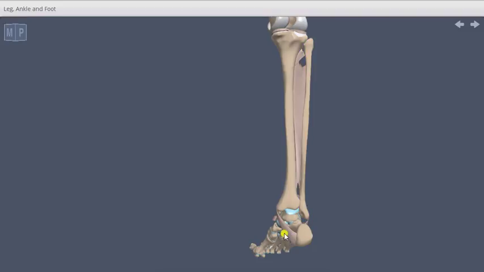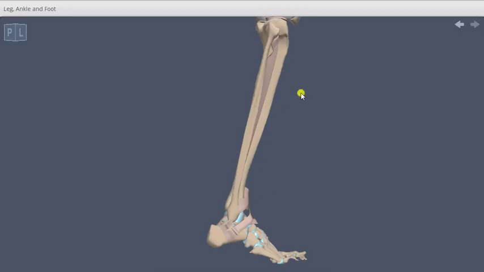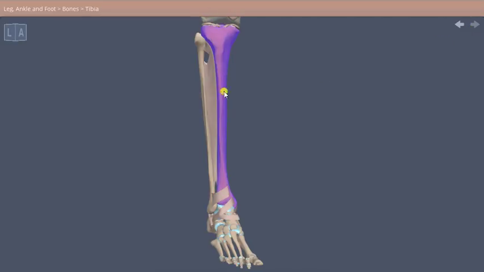Plantar flexion is standing on your toes. And the action of the lateral group is eversion of the foot. Eversion means lifting the lateral part of the foot up. Now, any muscle with tibialis in its name inverts the foot, and any muscle with fibularis in its name everts the foot.